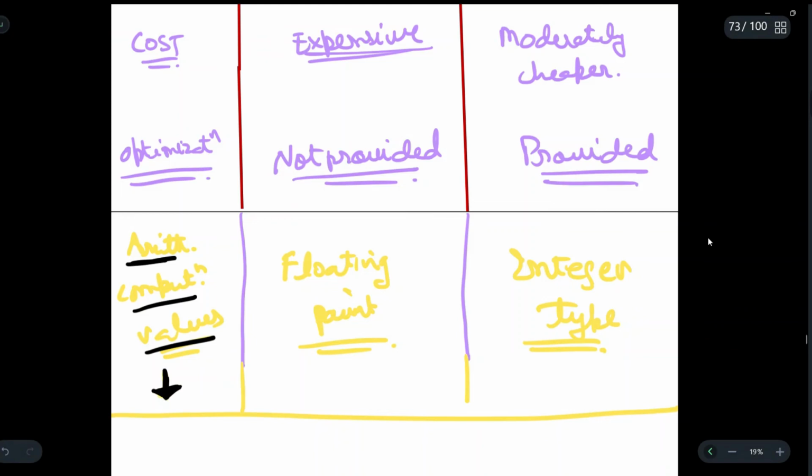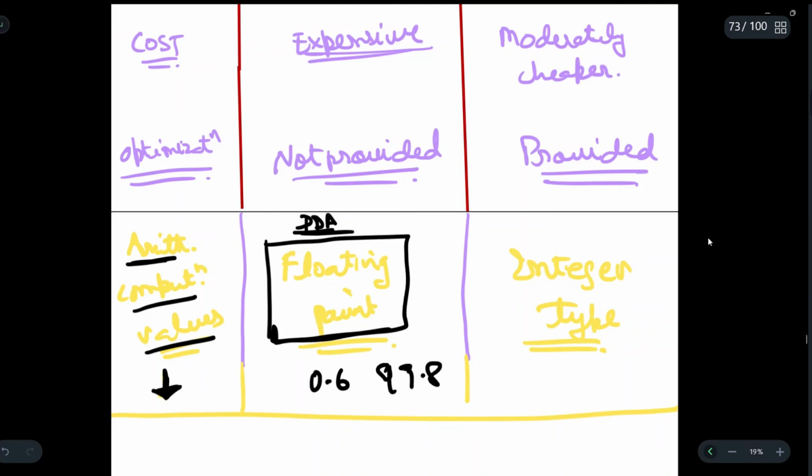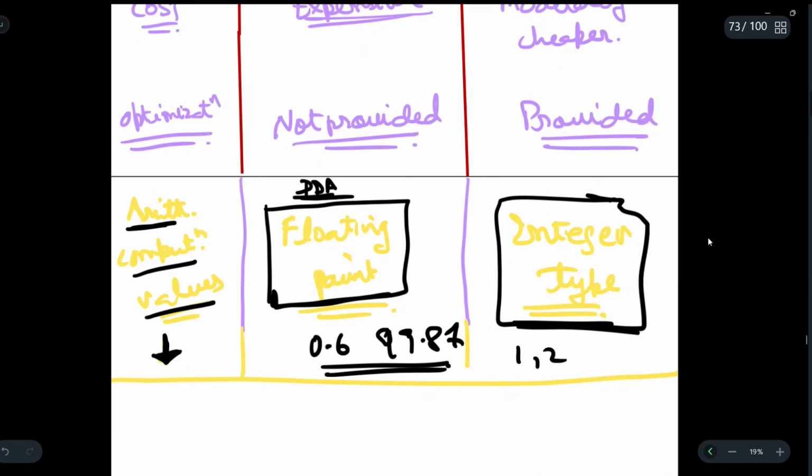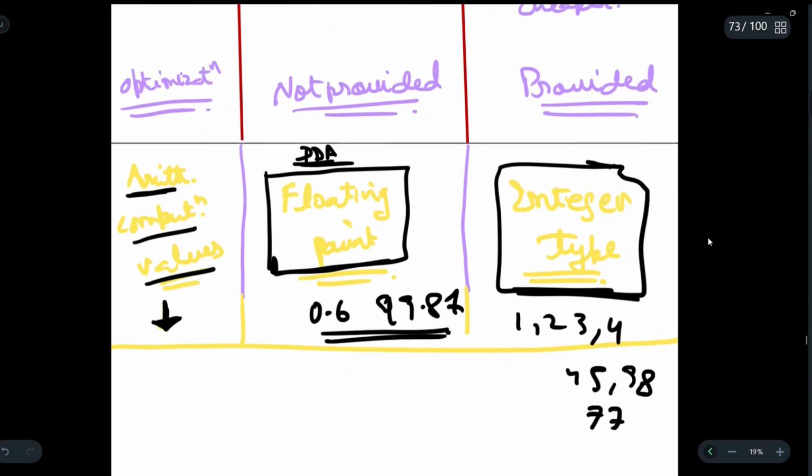In DDA we will be using floating point values, say 0.6, 99.87. These are all floating point values. Whereas in the Bresenham line drawing algorithm we will be using integer values, say 1, 2, 3, 4, 45, 98, 77. These are all integer values which do not have a decimal place in them. That is why Bresenham is much faster as compared to DDA.